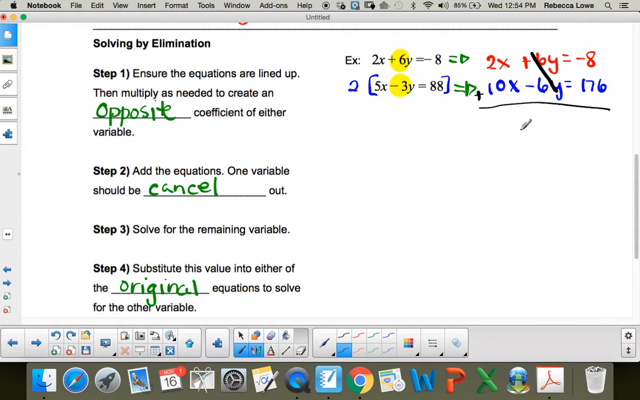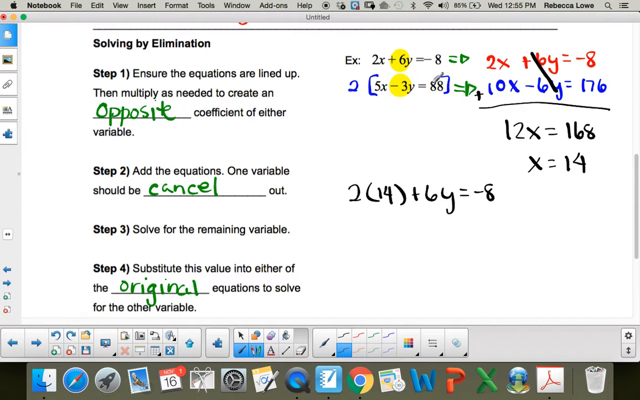I get 2x plus 10x is 12x. Those are like terms. 176 minus 8 is 168. And I divide both sides by 12, so x would be 14. So once I have my x value, I'm going to substitute it into either of the original equations. It doesn't matter, because when I put 14 in for x for either one, I'm going to get the same y value because it is the solution.